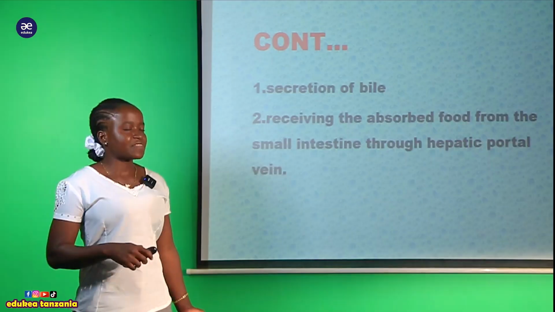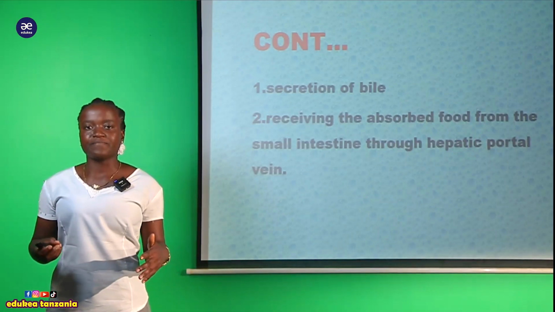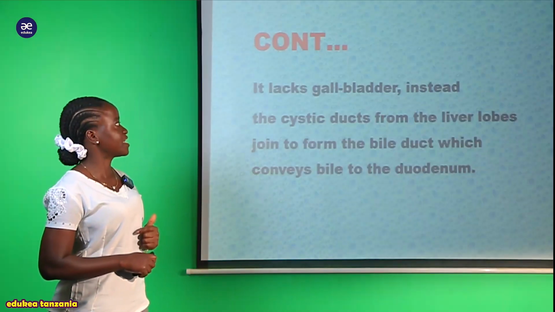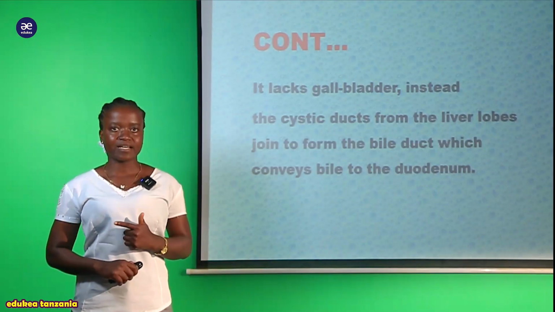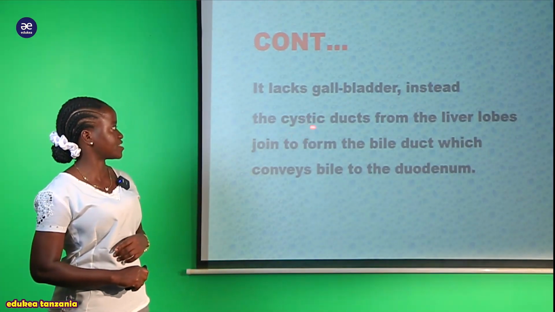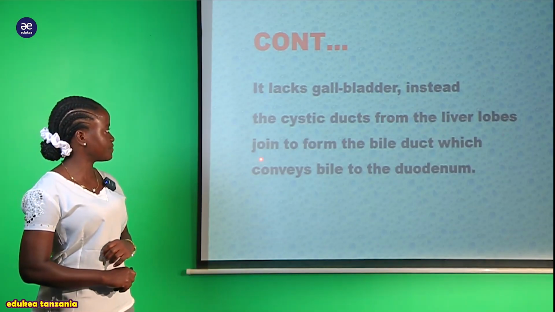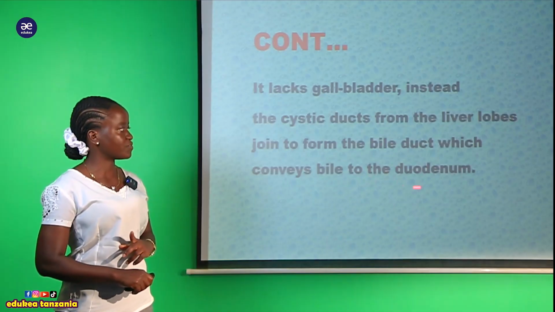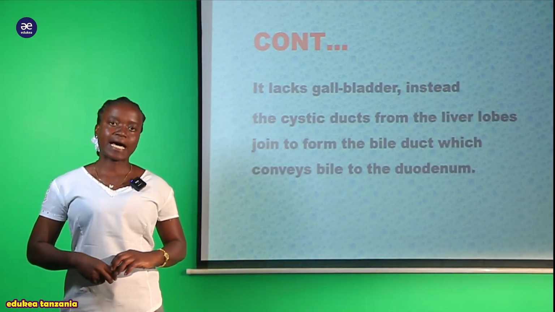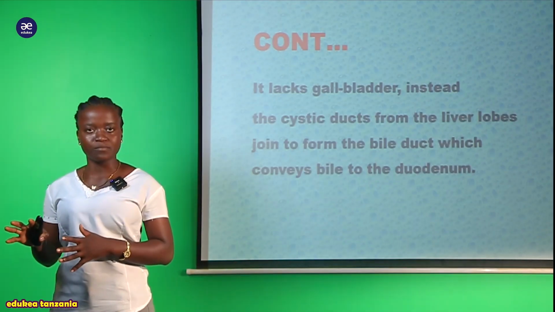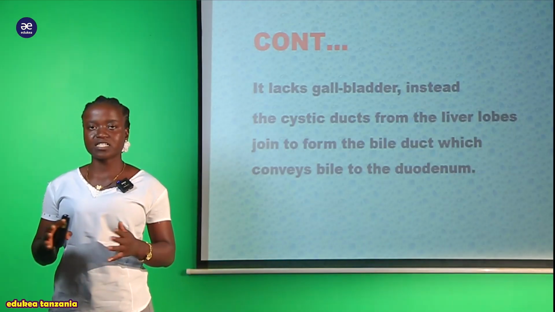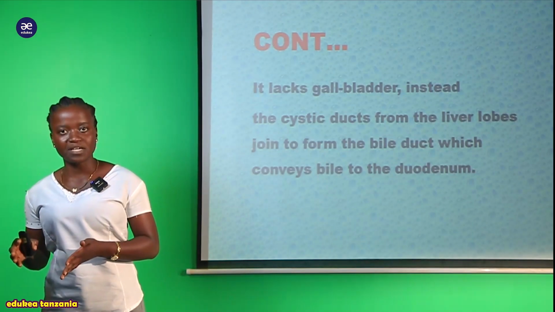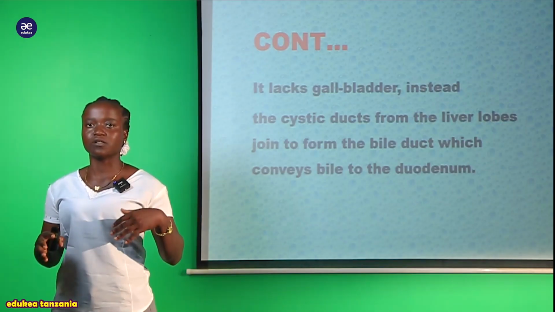And also we can say that this organism, apart from possessing bile, also lacks a gallbladder. So instead, they have a cystic duct from the liver lobes joined to form the bile duct, which conveys the bile to the duodenum. When we go further to discuss the digestive system within, for example, the human being, we have said that the human being possesses a gallbladder.